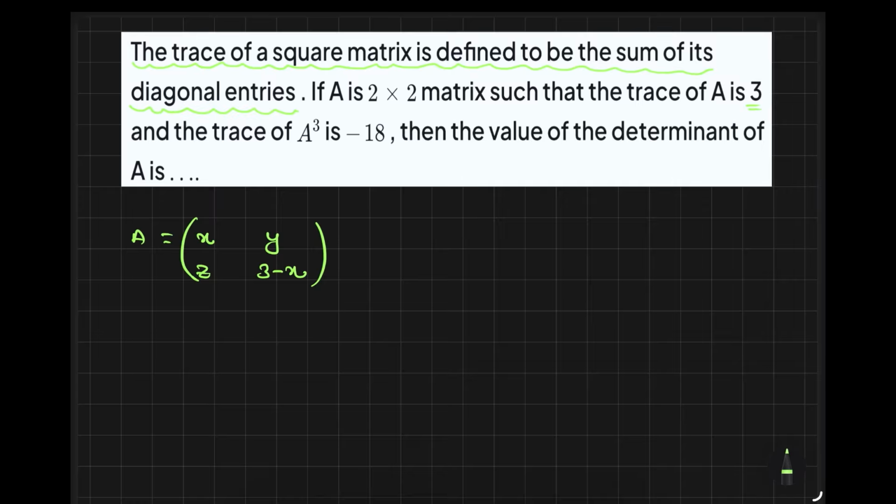And they are saying that the trace of A cube is minus 18, then find the value of the determinant of A. So first focus on the determinant of A. What is the determinant of A? The determinant of A will become 3x minus x square minus yz. So this is your determinant, and you have to find the value of this thing.